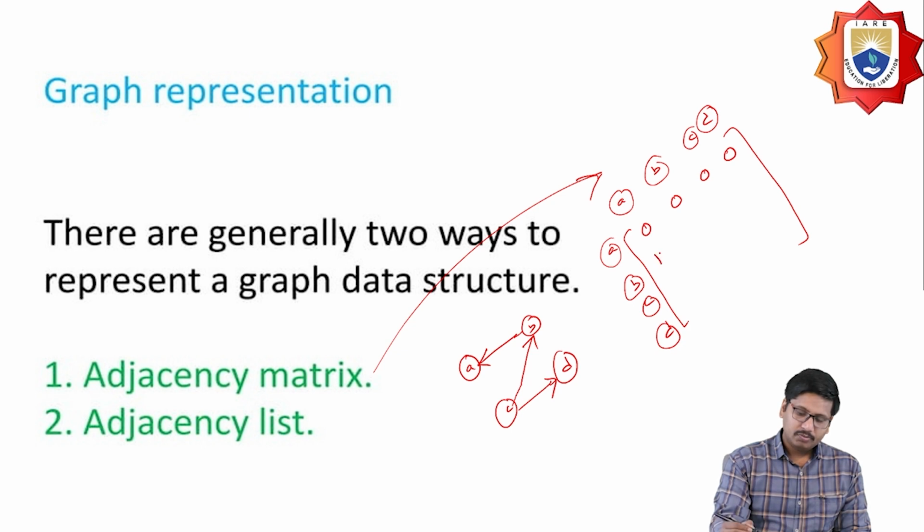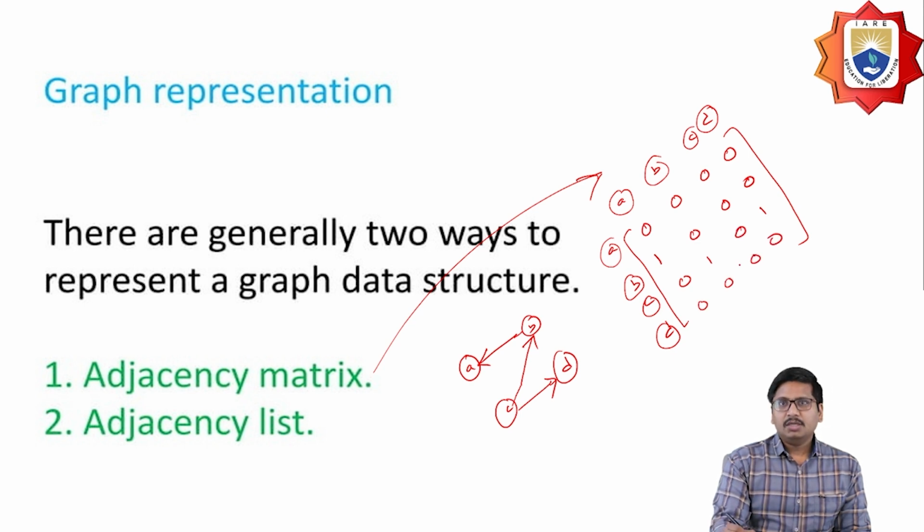But I have an edge from B to A and I have no other edges from B. And for C I have two edges, one from B and another from D. So it should be 0. And for D also I don't have any. So this matrix is going to change in case of a directed graph and an undirected graph.